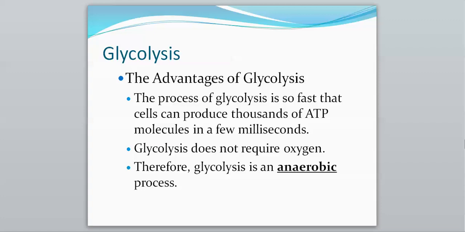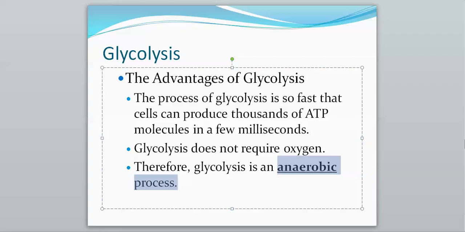And some advantages of glycolysis. The process of glycolysis is so fast that cells can produce thousands of ATP molecules in a few milliseconds. So this is a process that will not take any time at all, and it'll give us a relatively high amount of ATP. And it does not require oxygen, therefore it is known as an anaerobic process. So this is a very important word, anaerobic, and that means without oxygen. So remember, when you see an A or an AN in front of something, that means without, and aerobic means with, just means oxygen is required. So anaerobic means no oxygen is required.